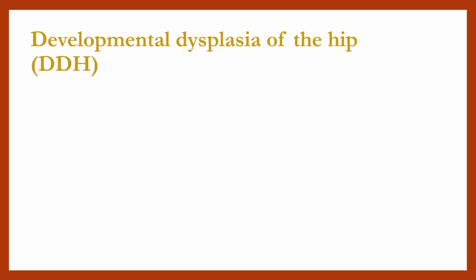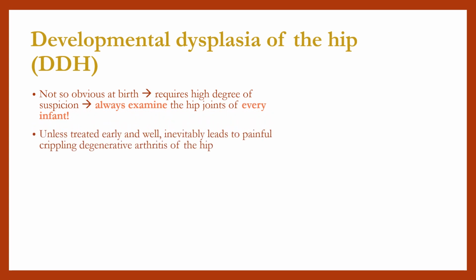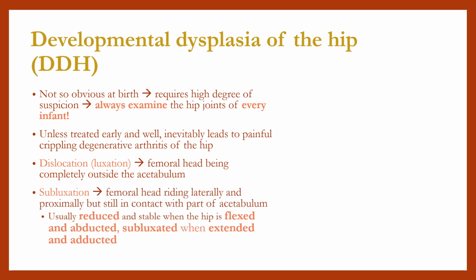Developmental dysplasia of the hip, or DDH. It is not obvious at birth and requires a high degree of suspicion. Therefore, we should always examine the hip joints of every infant. Unless treated early and well, it inevitably leads to painful, crippling, degenerative arthritis of the hip. Dislocation results from the femoral head being completely outside the acetabulum. Subluxation is when the femoral head rides laterally and proximally but is still in contact with part of the acetabulum.